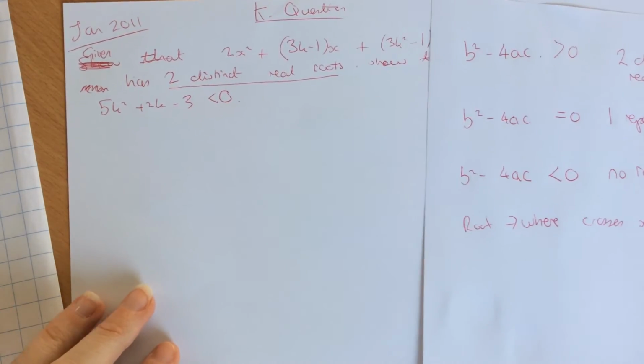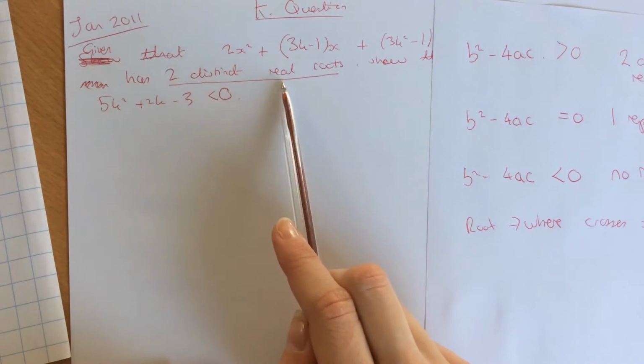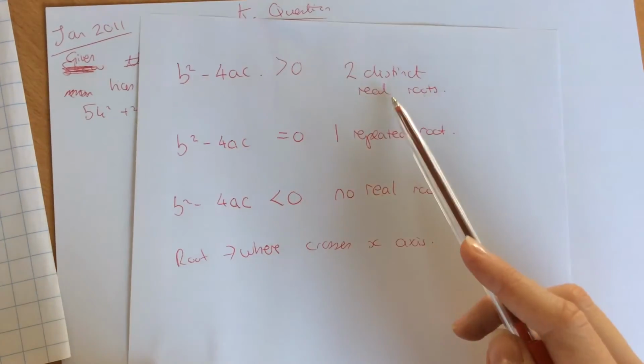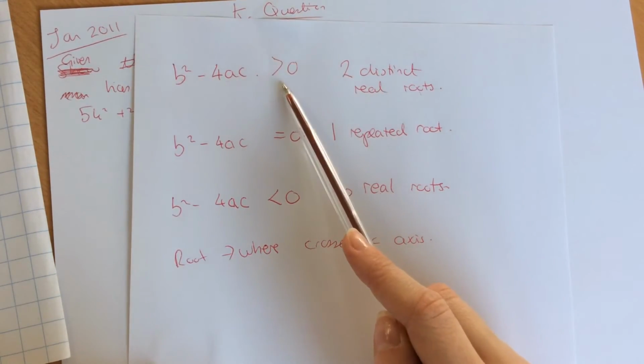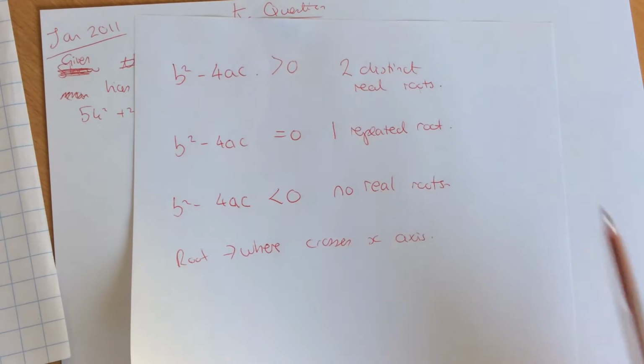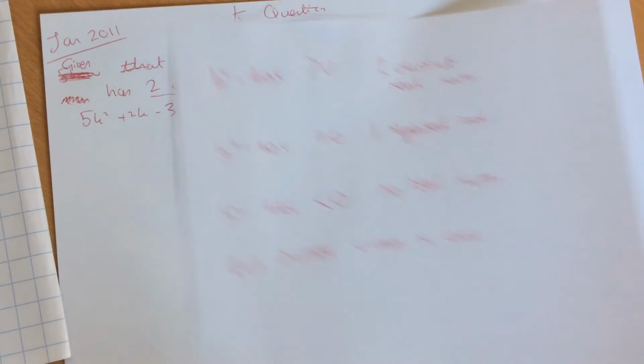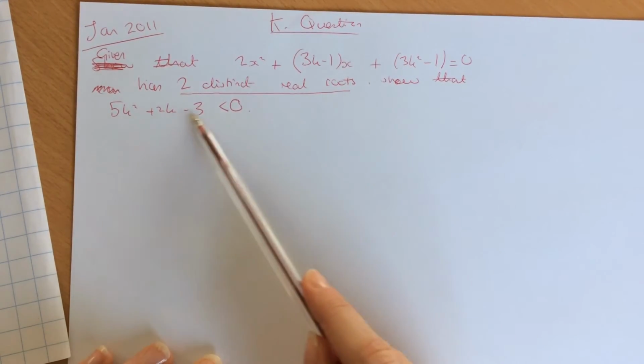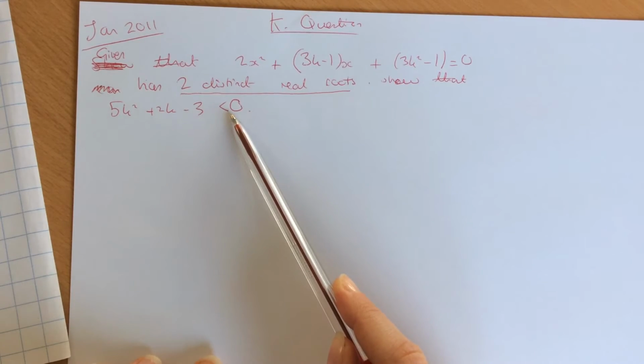So if we have a look at this one here, it has two distinct real roots. So that is two roots. Here's the first one, yeah. So it's going to be greater than 0. So you should be bearing that in mind when you are answering these types of questions. So we're trying to get down to this. Remember, this is our aim for this question.